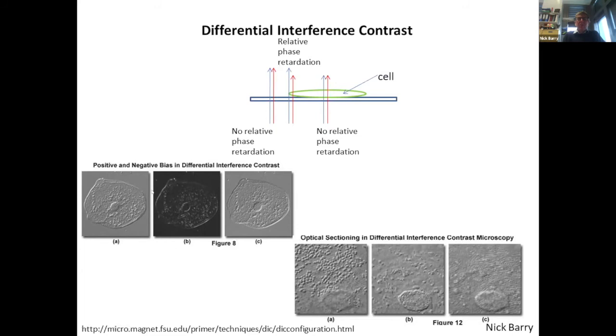What is amazing about this technique is it's surprisingly good at optical sectioning. So you can distinguish between the surface of a cell and the internals of a cell, as illustrated by this set of images through different focal planes. So it really gets a lot of contrast.